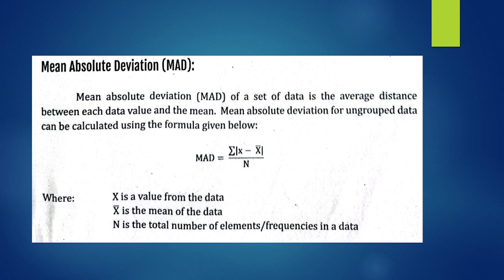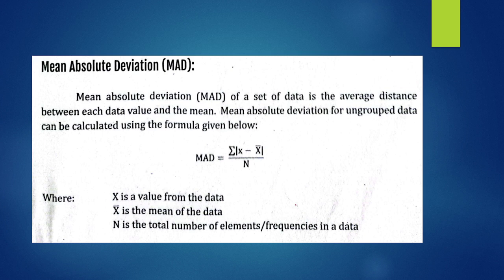So again, the formula given first is for ungrouped data. So MAD or mean absolute deviation is equal to the summation of the absolute value of x minus the mean all over n. Okay, where x is the value from the data. The x with the straight line above it is the mean of the data. And of course, n is the total number of elements or the total frequencies in the data.